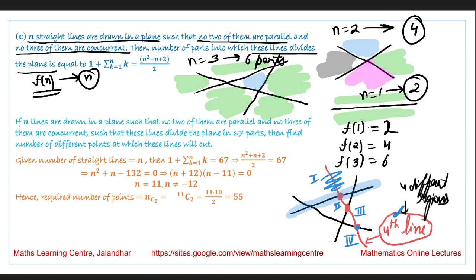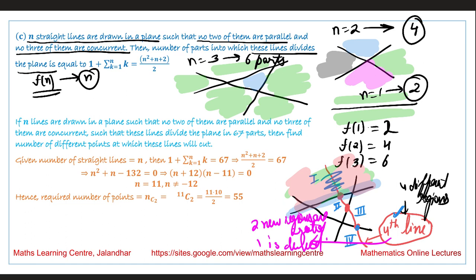When this line is passing through this region, it is dividing this region into 2 parts, one is this, second is this. So when this 4th line is added, 2 new regions are created, and 1 is deleted.